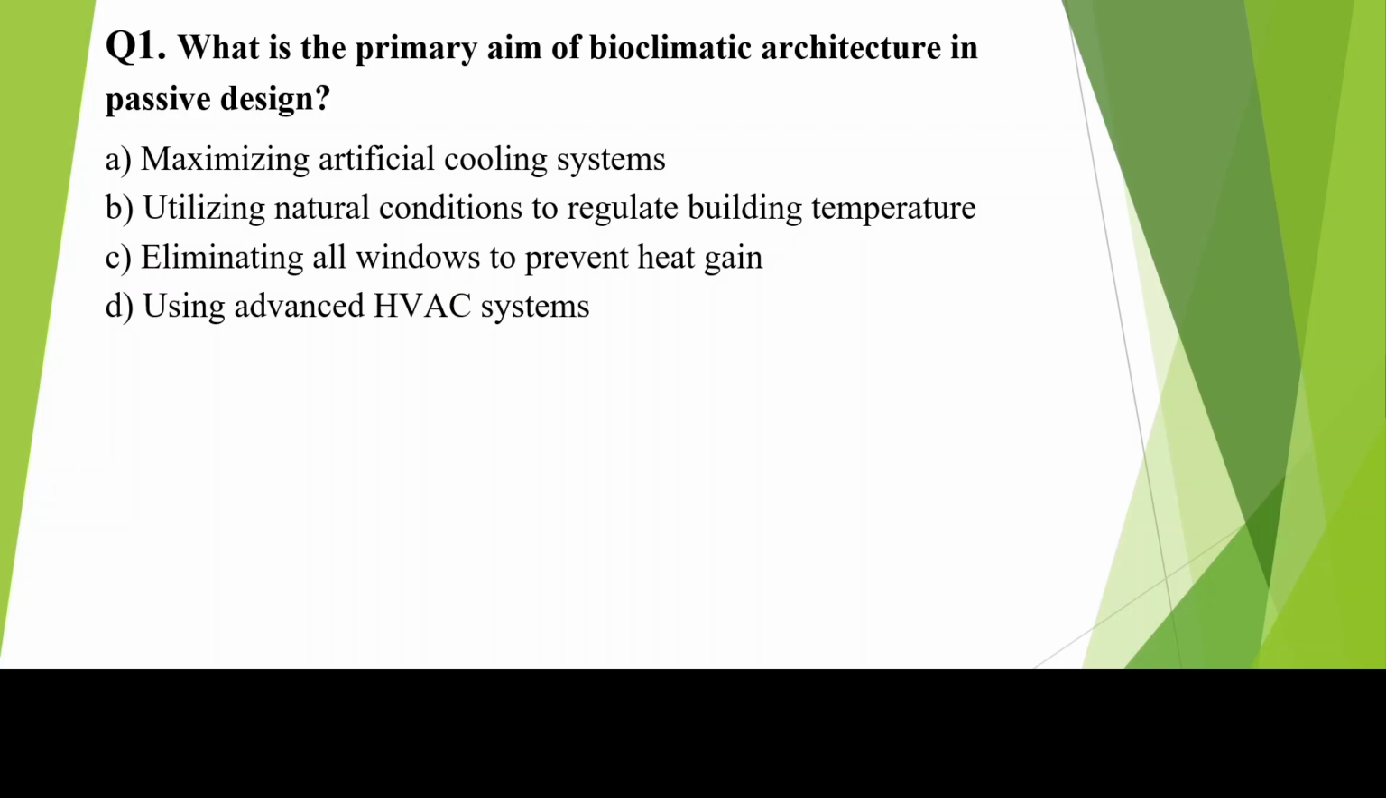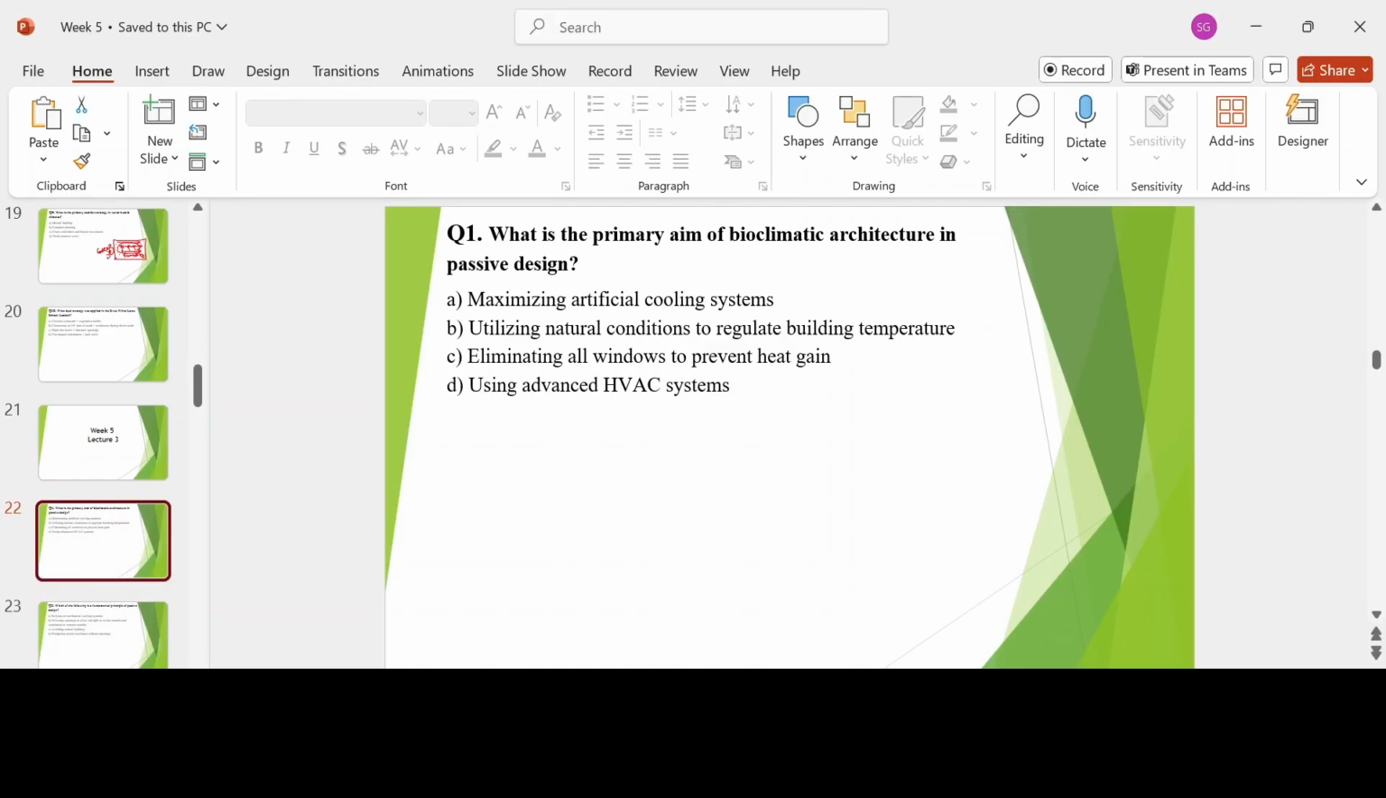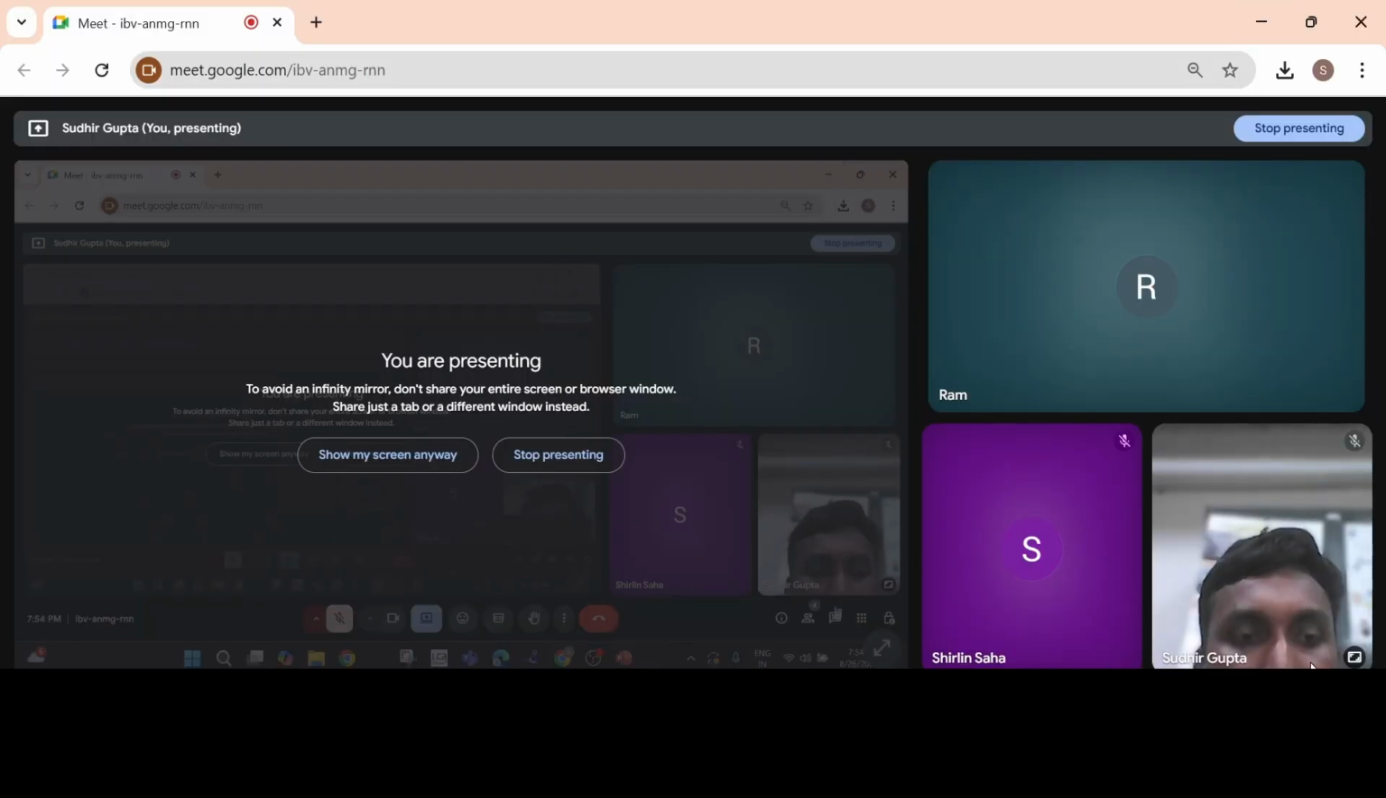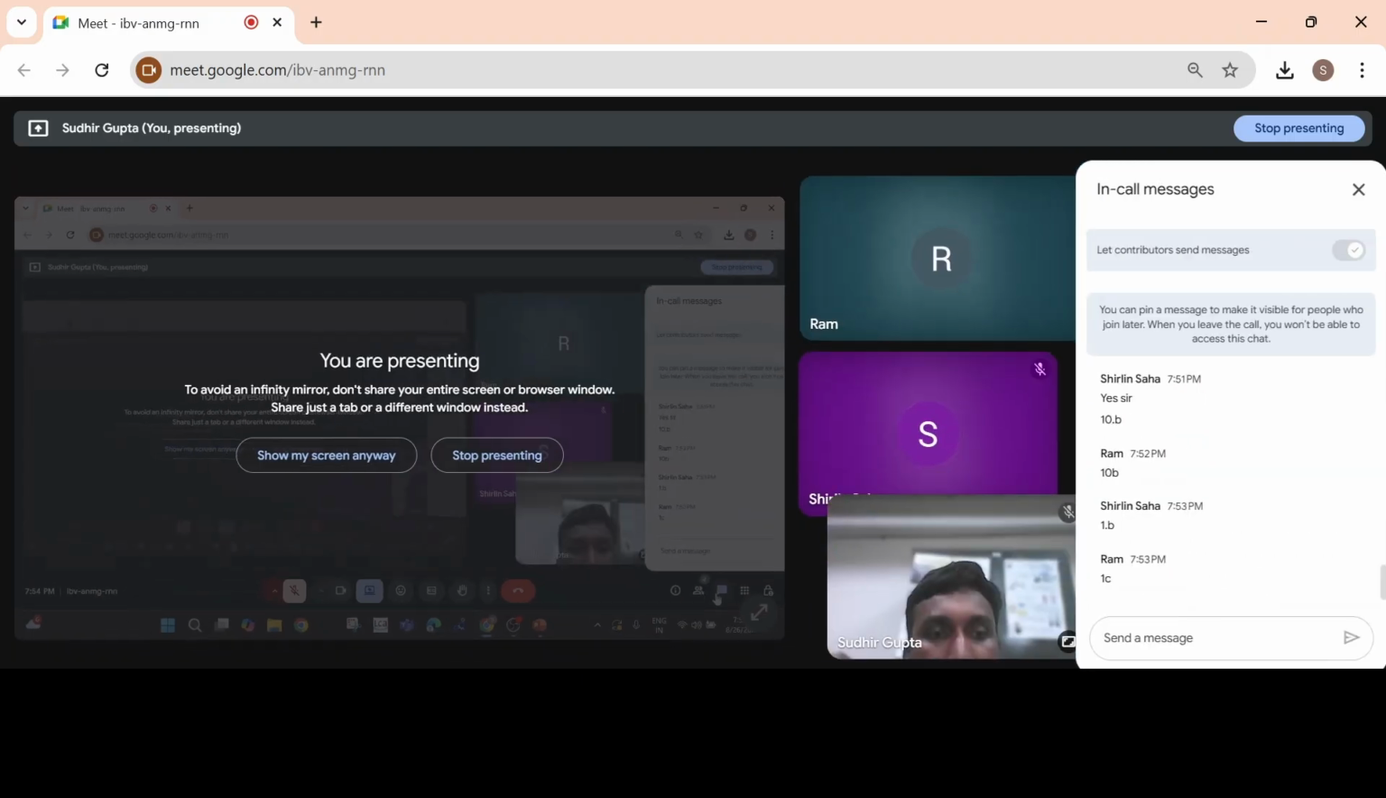I hope all of you got the question correctly and all of you can answer it. Bioclimatic architecture, from the name itself, it suggests many things. Let's see how far you have understood it.